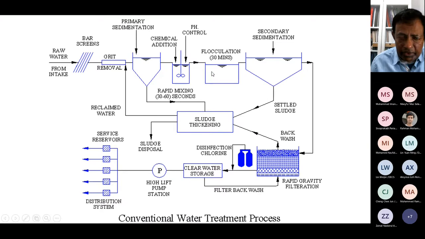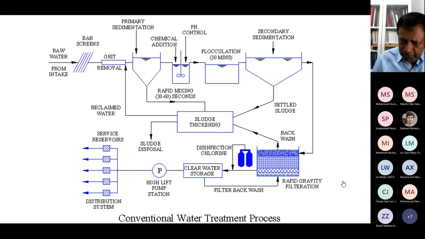Okay, so having developed the sufficient size of the flocs, it can be transferred into the secondary sedimentation tank. In the secondary sedimentation tank, you can find all the colloidal particles which have been settled. It can be removed. And then the effluent from the secondary sedimentation tank, which contains 10% of the colloidal solids, is passed through the filter media.